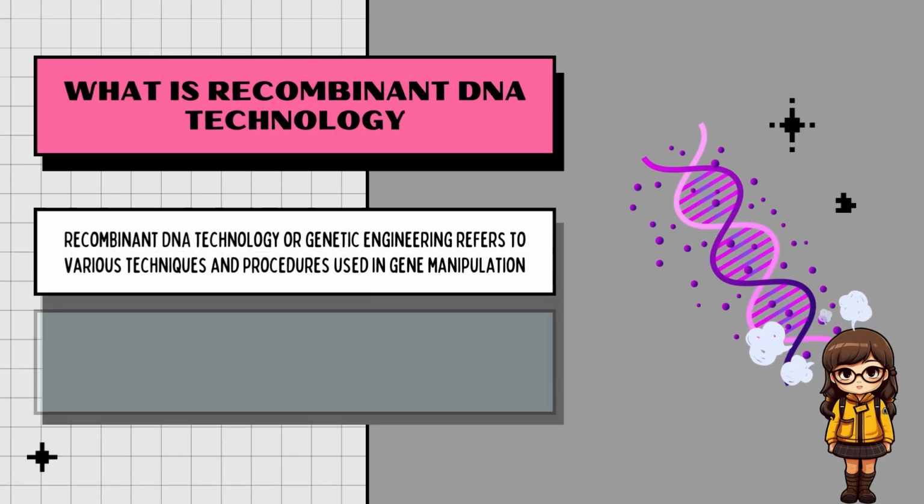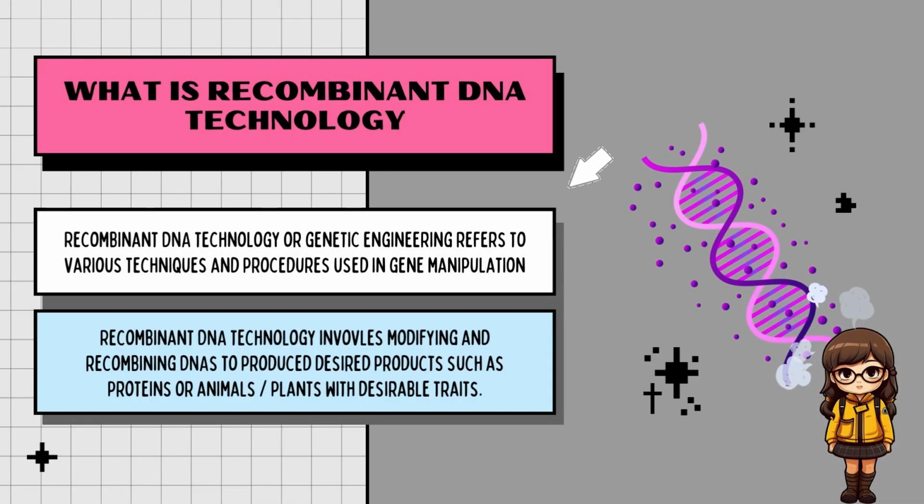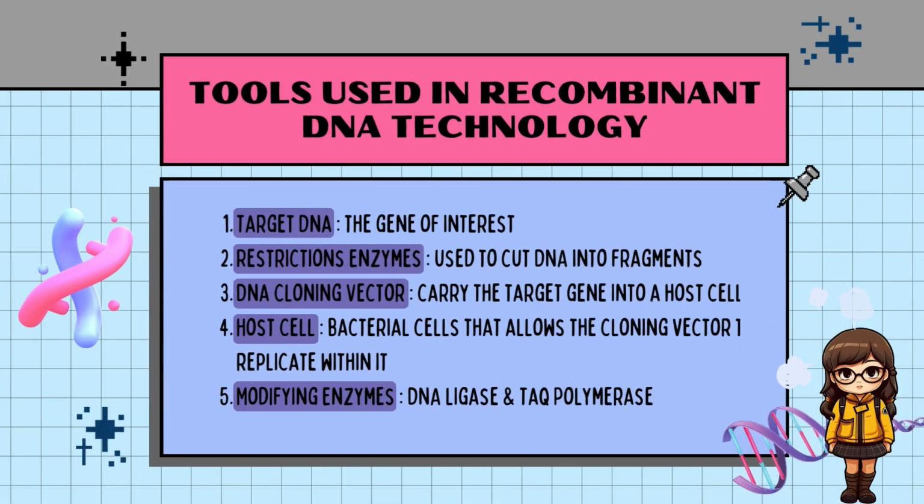First of all, what is recombinant DNA technology? Recombinant DNA technology or genetic engineering is a method to produce gene manipulation with desirable traits. The important thing to remember is the tools used in recombinant DNA technology. First is target DNA, restriction enzyme, vector, host cell, and modifying enzyme.